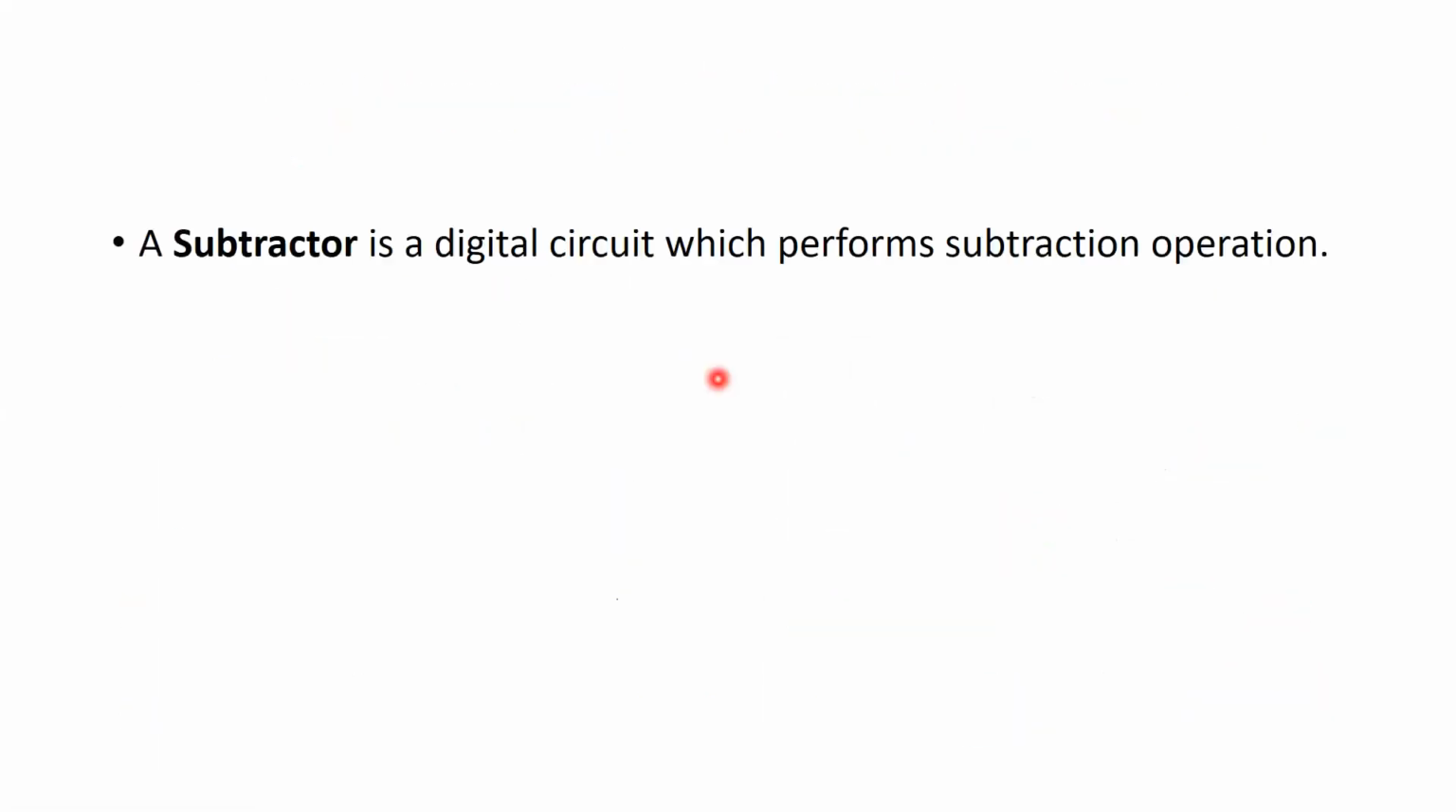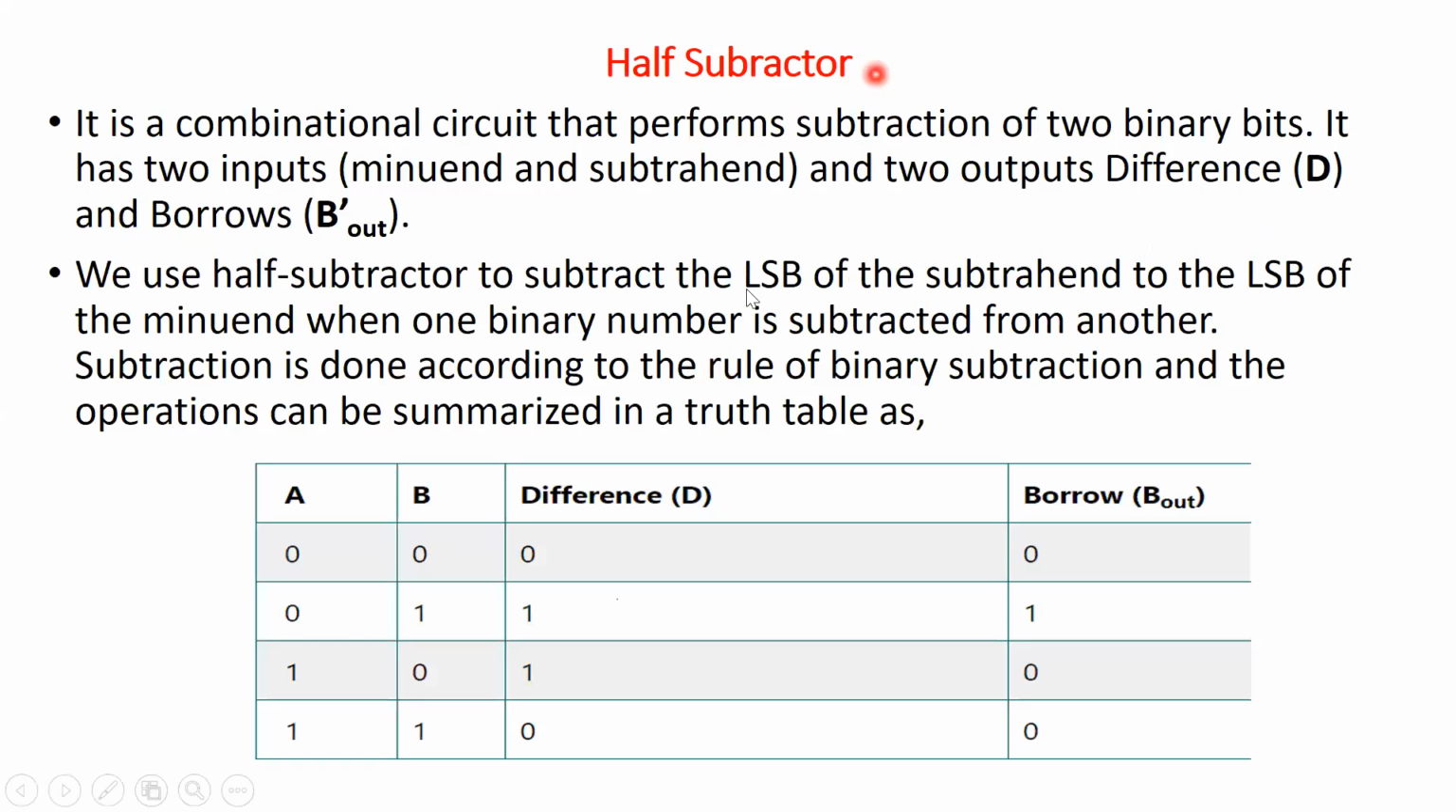Okay, so now we go for a subtractor circuit. A subtractor circuit is a digital circuit which performs the subtraction operation. Again, we will be doing a half subtractor where we will take 2 inputs, and then a full subtractor where we have 3 inputs. The half subtractor is a combinational circuit, and all these circuits that we are studying right now, adder, subtractor, half adder, full adder, are called combinational circuits.